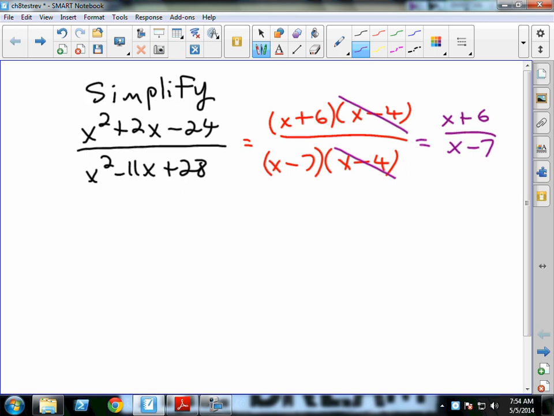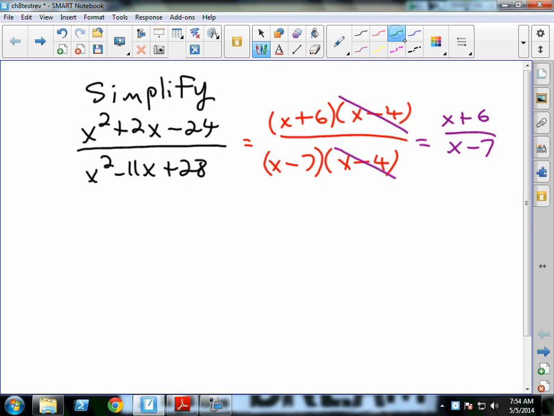If this was a math Excel test or quiz, remember there would be a part, what are the restrictions on the variable? It's not, so we don't have to worry about that. If it were, the restrictions would be x is not allowed to equal 7 and x is not allowed to equal 4. But anyway, that's the first one. How's everybody doing so far, okay? Well, that one wasn't so bad.